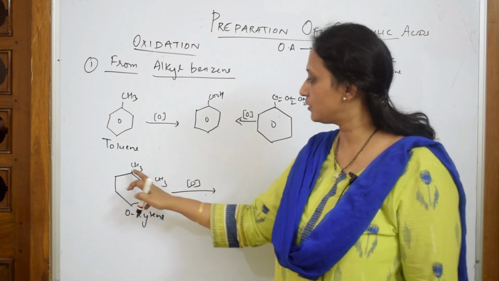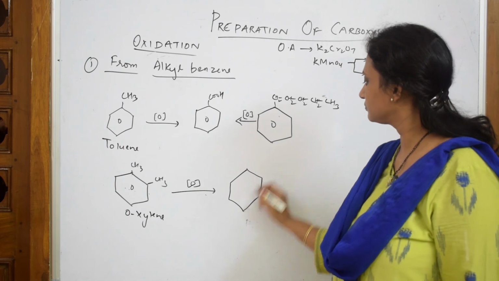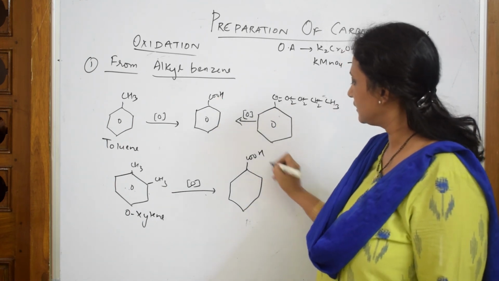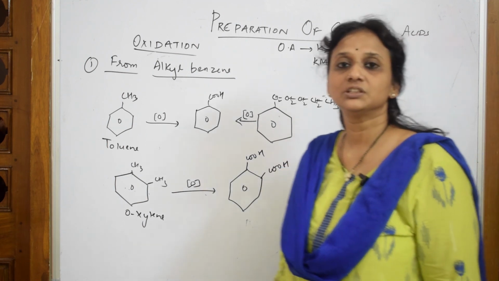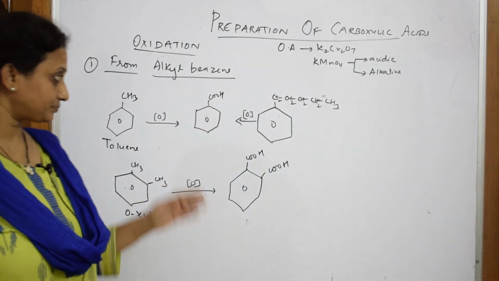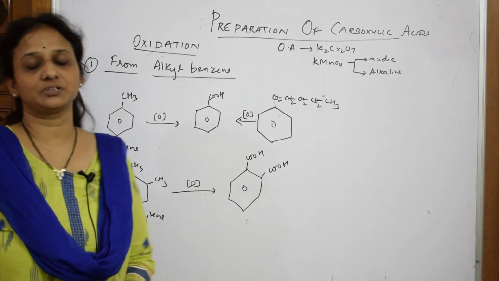Now suppose here you have 2 groups, isn't it? Here it's going to form, this is only one chain, so one carbon, one carboxylic acid. Here, this is what it forms. So remember, irrespective of the chain, it's going to form one here, and because of 2 methyl groups, it's going to form this.